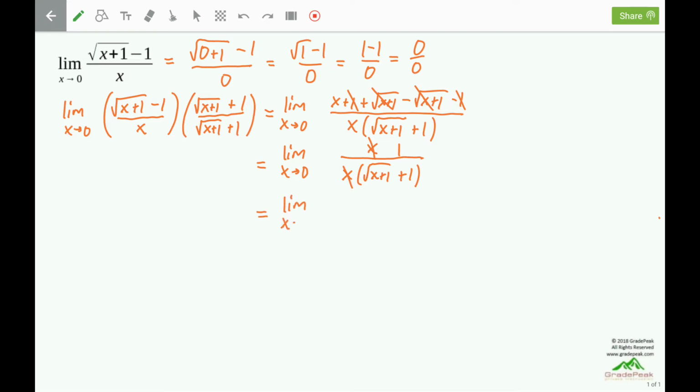We should no longer have the 0 over 0 indeterminate form, and we can plug a 0 in for the remaining x's. That will give us 1 over the square root of 0 plus 1, plus 1, which is 1 over the square root of 1 plus 1. The square root of 1 is a 1, 1 over 1 plus 1, which results in a 1 over 2.